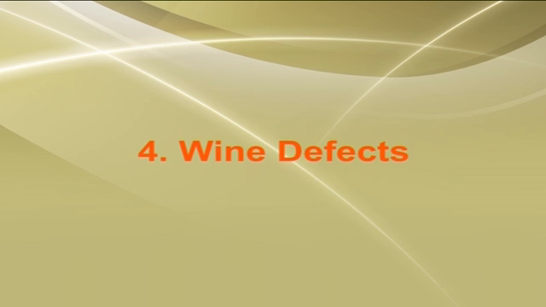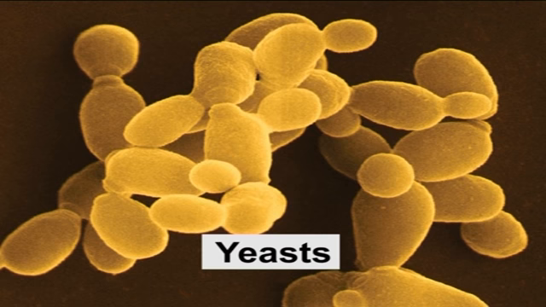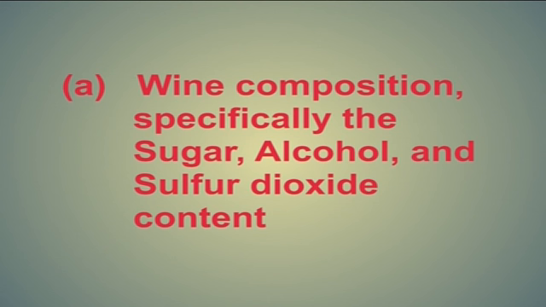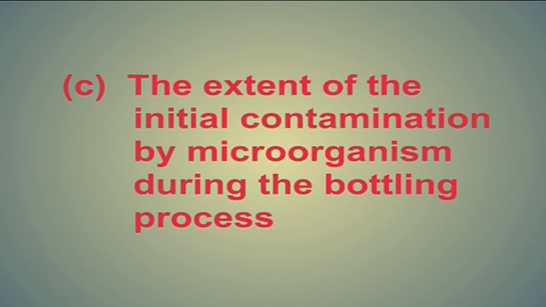Wine defects: the most important cause of wine spoilage is microbial. Less important defects are acidity and cloudiness. Factors which influence spoilage by bacteria and yeast include the following: A. Wine composition, especially the sugar, alcohol, and sulfur dioxide content. B. Storage conditions, for example, high temperature and the amount of air space in the container. C. The extent of the initial contamination by microorganisms during the bottling process.